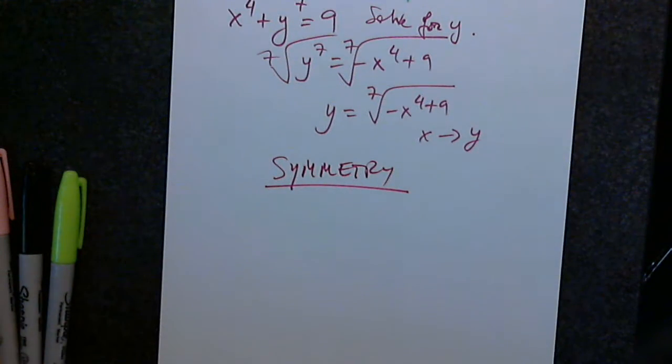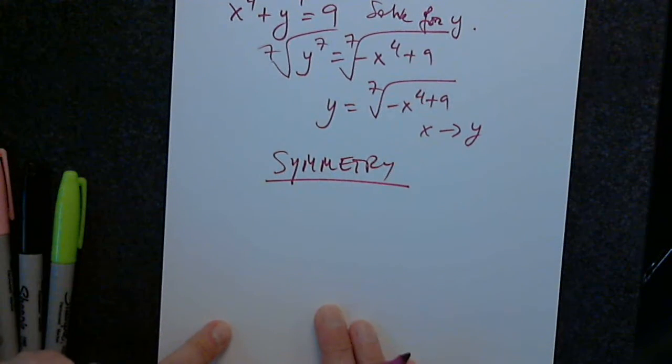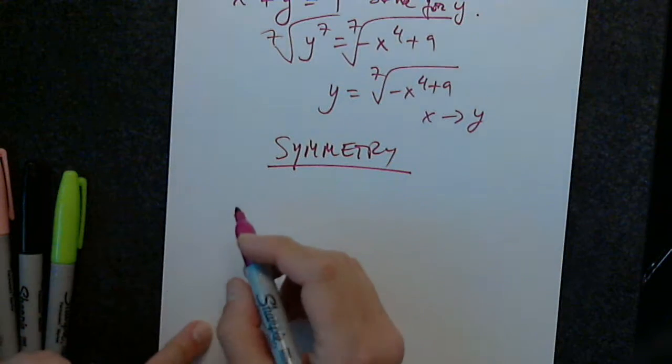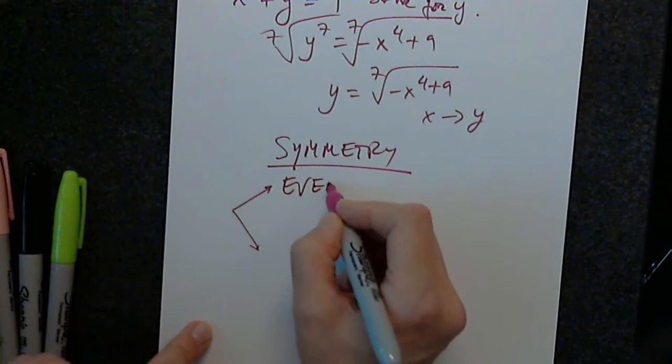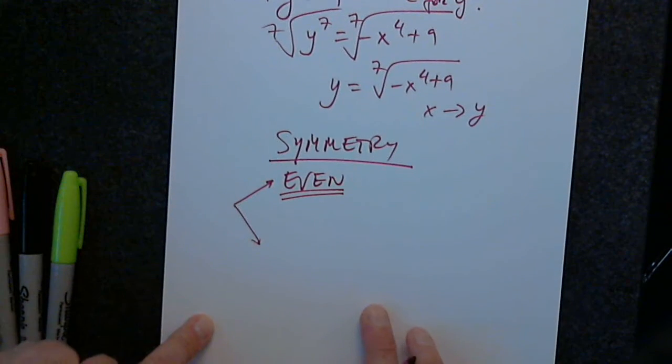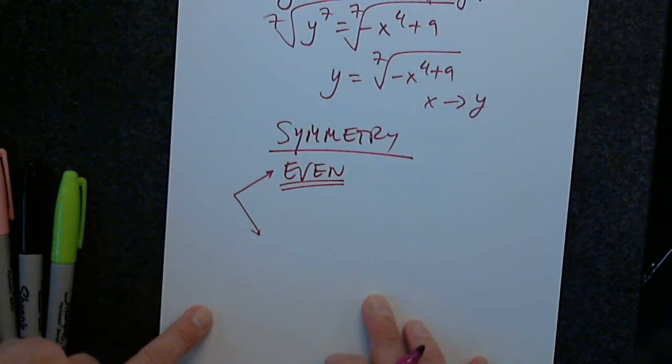Are all functions symmetric? Well, the answer is no. Okay, I'm just checking whether I started the video. I think I did. Yes, I did. So are all functions symmetric? No, they're not. But if a function is symmetric, there are two possibilities. The function can be even. This has nothing to do with even numbers. It's just the name of the function if it is symmetric.